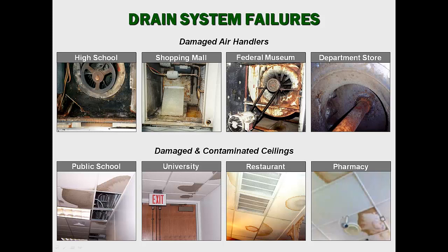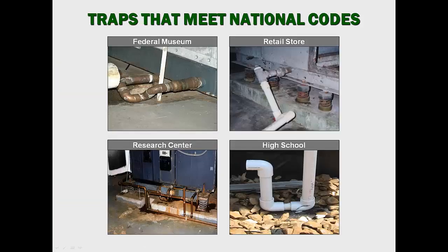Commonplace and widespread, the results are costly property damage and significant health threats. The trap drain systems shown here meet both uniform and international codes, which simply state that drain systems must be trapped. The geometry of the traps vary greatly, but they represent the industry standard design. These traps, and the conditions that often accompany them, are clearly unacceptable. Therefore, a reliable condensate drain system is required.